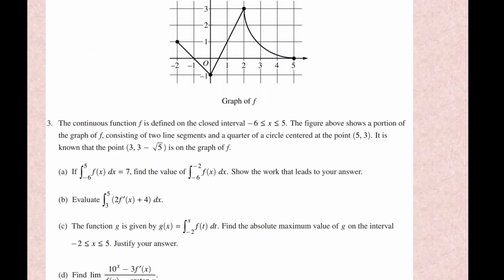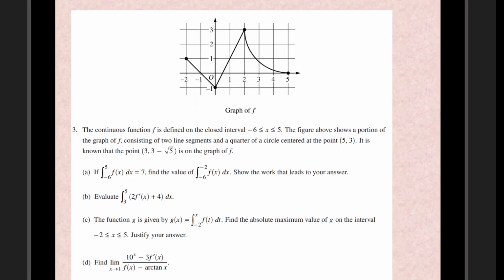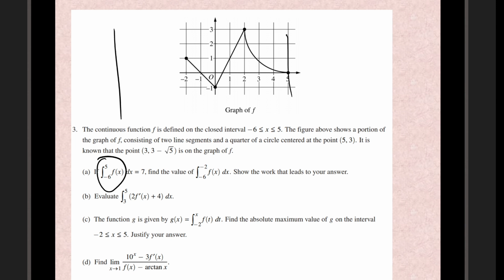Okay, this question now. Probably the easiest of the bunch, in my opinion, because I like no calculator questions. But actually, I think people did the worst on this one. So maybe not the easiest, maybe the hardest. Anyways, it tells us the integral from -6 to 5. That's from here to here. That's more than the interval. Okay, so we want to find the integral from -6 to -2.